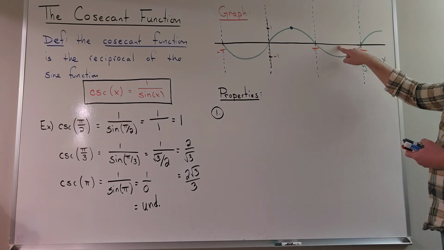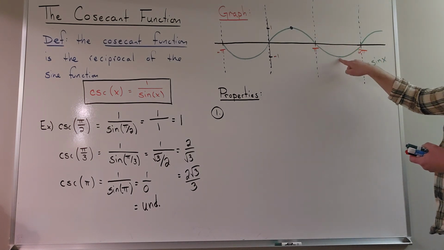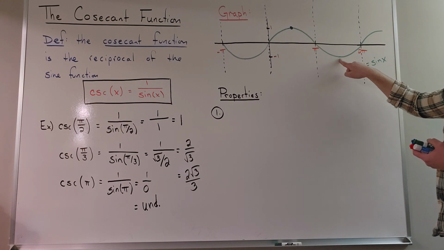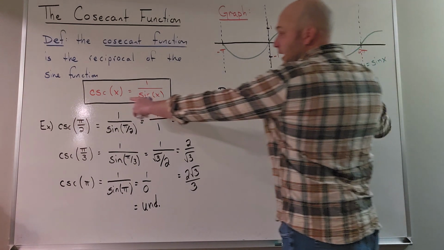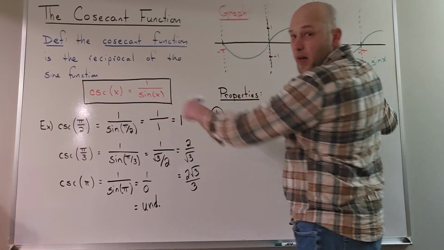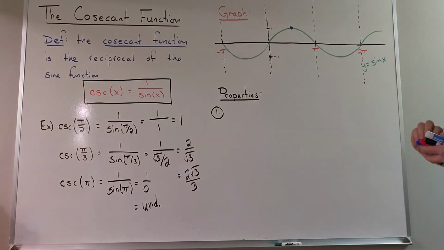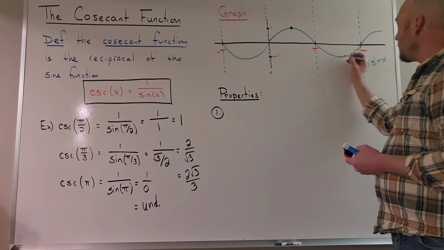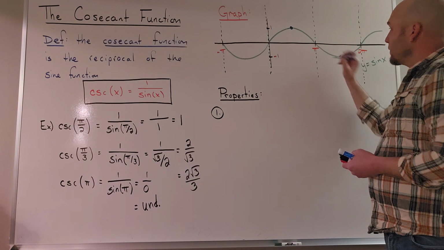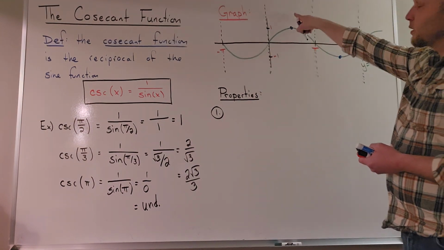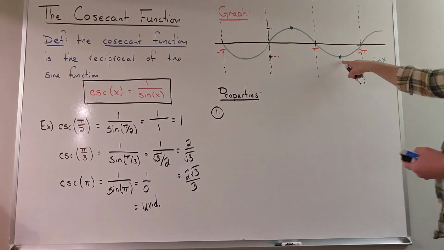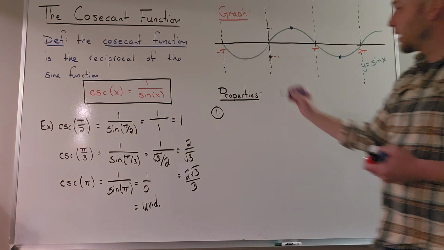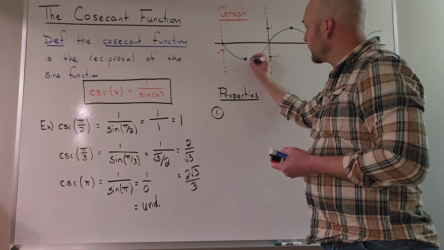At 3 pi over 2, the function value of sine is negative 1. Well, remember, to get the cosecant, I simply take the reciprocal of that. The reciprocal of negative 1 is negative 1. So that means that the maximum of the sine is going to be a point on the graph of the cosecant. The minimum of sine is going to be a point on the cosecant. Same story right here.